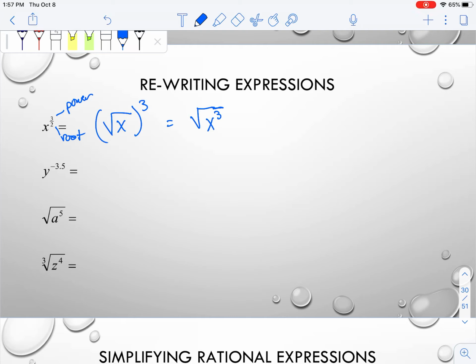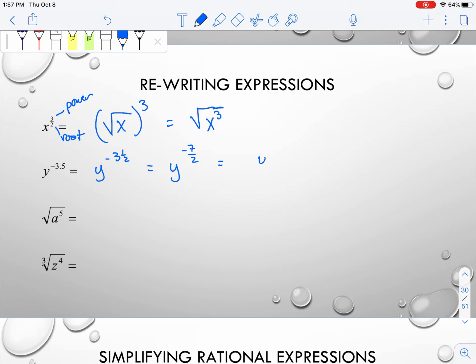The second one, y to the negative 3.5. Well, this is y to the negative 3 1/2. I don't want to see my fractional exponent as a mixed number. I need to translate that to an improper fraction. So we do denominator times the whole number. 2 times 3 is 6, plus 1 is 7, so that's y to the negative 7/2 power.